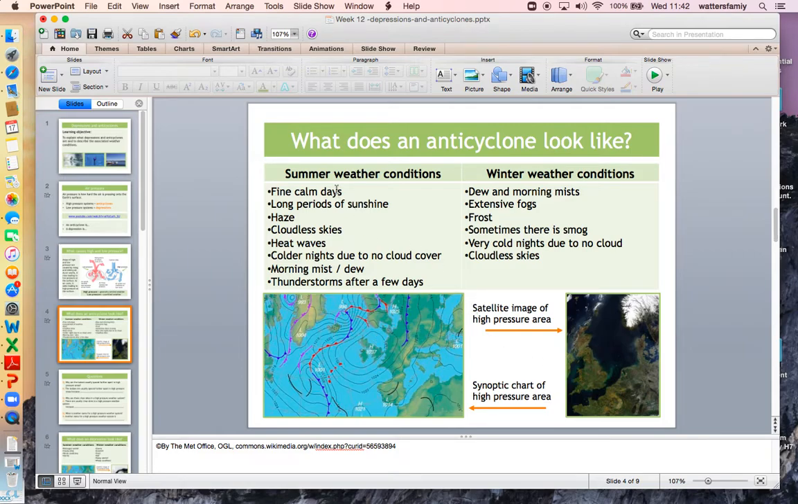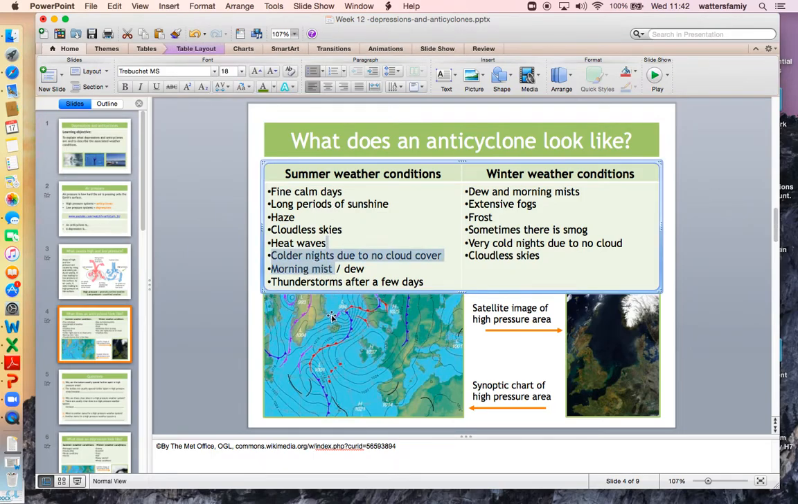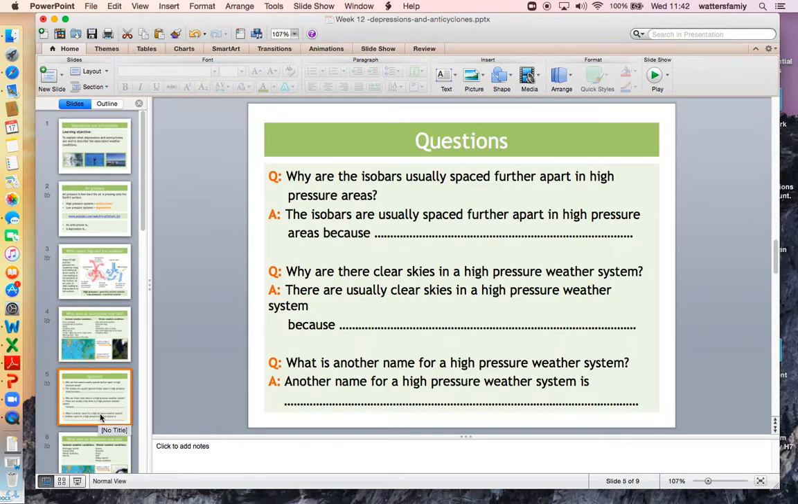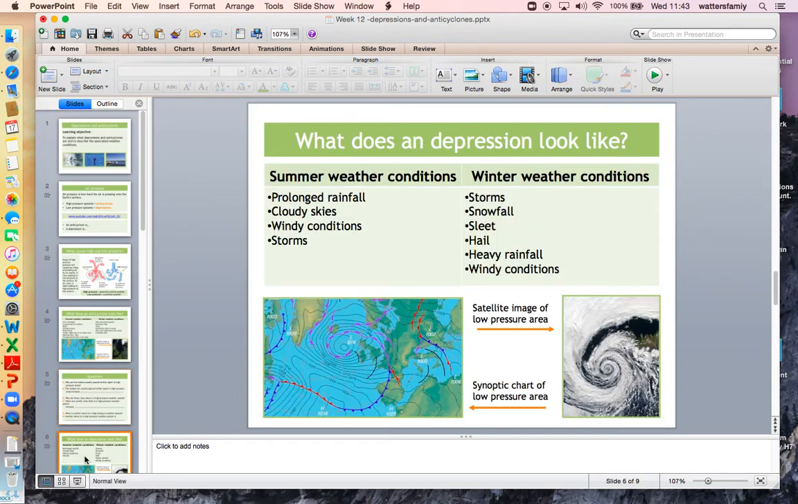If you have a look down those conditions, you'll see that there's information about the summer and there's information about the winter. Now, have a look. I've got some questions there. All I want you to do is to save your answers underneath the title of Depressions and Anticyclones.